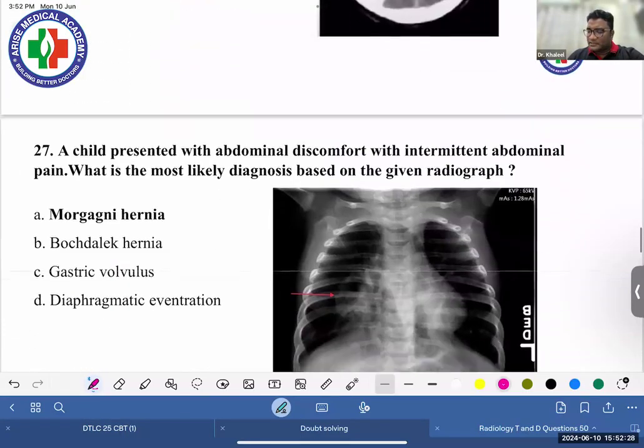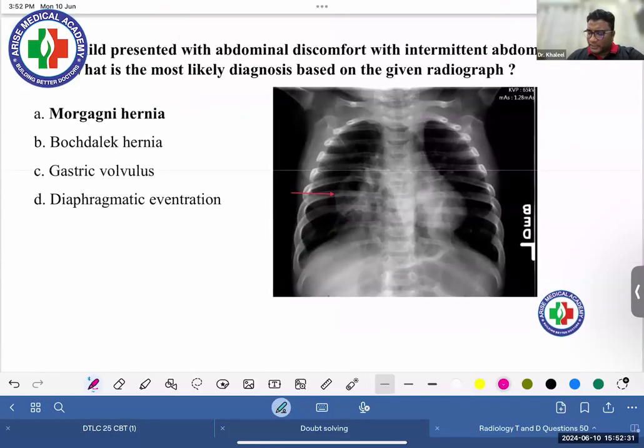This is slightly tricky, but if you think over, you can get it. A child presented with abdominal discomfort and intermittent abdominal pain. What is the likely diagnosis based on the radiograph? If you see the radiograph carefully, the arrow is pointing towards this opacity on the right side and on the medial part, not the lateral part. This is a condition of the bowel loops of the abdomen. So this is a diaphragmatic hernia on the right anteromedial side of the hemithorax. This is Morgagni's. Morgagni's is right anteromedial.